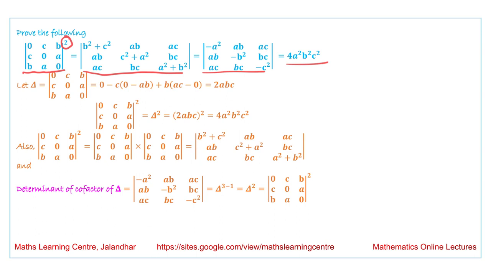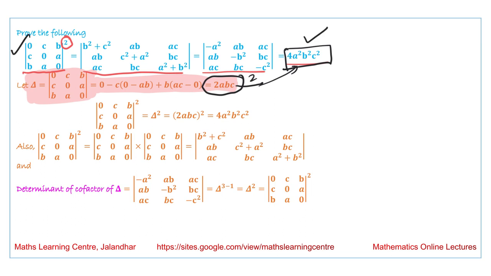First of all, we have calculated the determinant corresponding to this matrix. We expand this determinant and we obtain the answer as 2abc. This you can try on your own, you know how to solve the determinant. We get the answer as 2abc, so the square of this value will be 4 times a square b square c square. So we have proved that this value is equal to this last value.